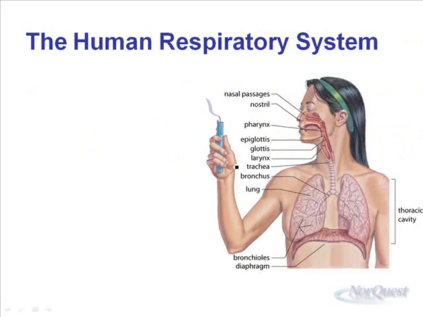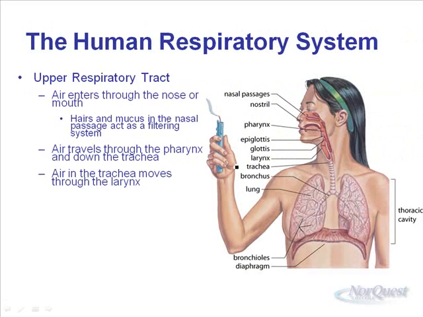So here we have a picture of the human respiratory system. It can be divided into two sections, the upper respiratory tract and the lower respiratory tract. In the upper respiratory tract, we're really going down to about here. So this and up is all your upper. And below that point is what's considered the lower. For the upper, air is going to enter through our nose or mouth.